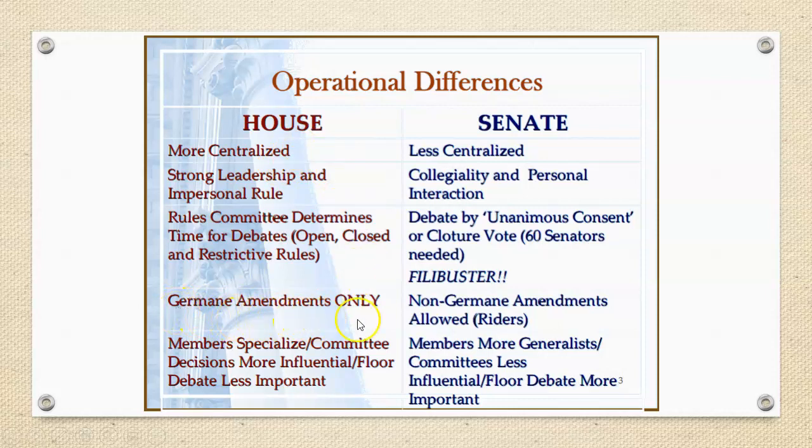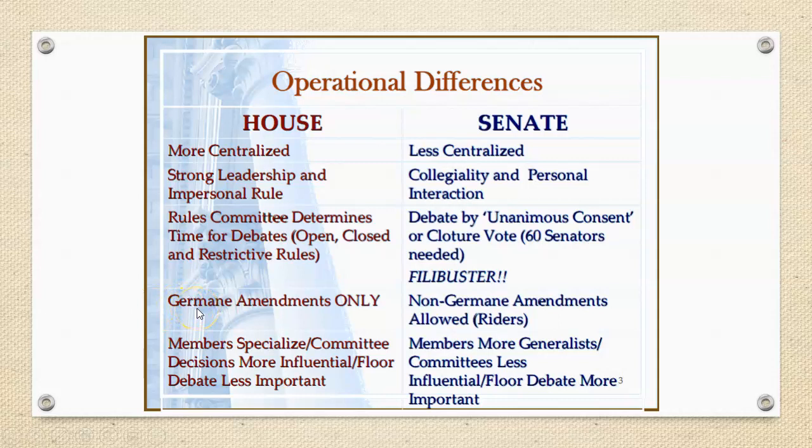They only allow germane amendments. And what is meant by that is an amendment has to be somehow related to the bill in order to be added to the bill. An amendment is when a member of the House says, I think this should be added to the bill. They can do it in committee, they can do it in debate, but other people have to vote in the committee, or the entire House has to vote on whether or not to add that amendment to the bill. In the House, it has to be related to the bill.